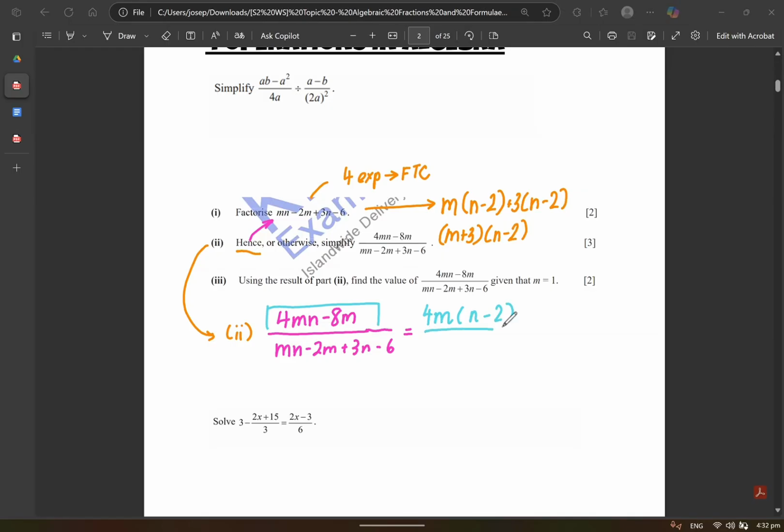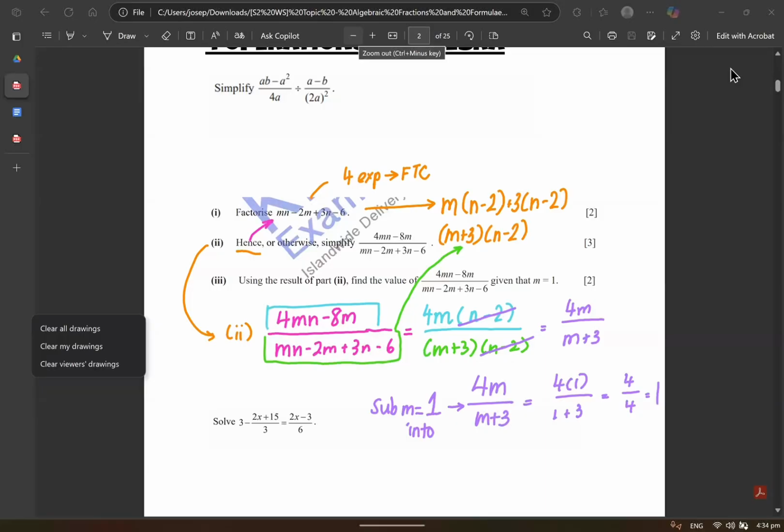Okay, and then the base, remember, look at the base. I'm just going to maybe do it in green. Look at the base itself. You can see that this is very much similar to here, right? If I were to factorize it, I'm going to write out the factorized form. The reason why I do that is because I remember that my job is to make sure that I can simplify it by canceling. So you want to cancel the n minus 2 and n minus 2. All right, so what are you left with? 4m over m plus 3, and therefore this is my answer for this question.